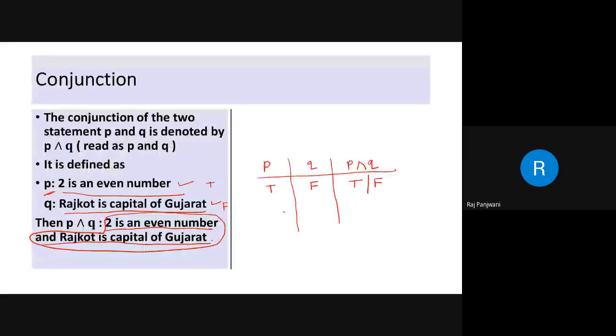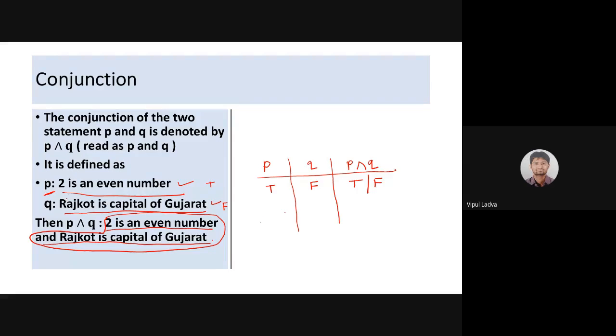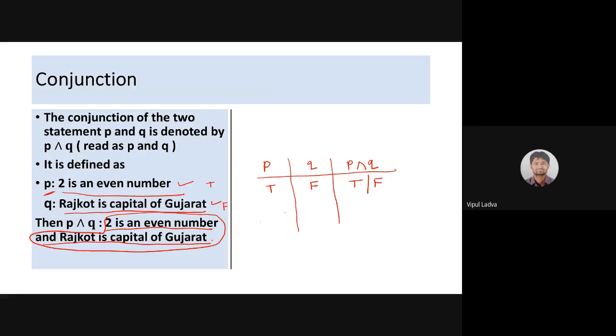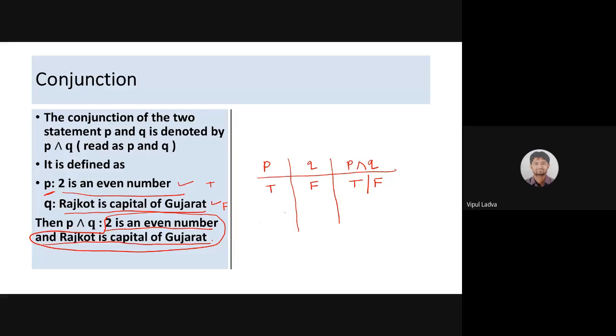Hopefully, I'm audible now. And the screen is visible, yes or no? Yes, it is. So we are talking about conjunction. If I consider P as 2 is an even number and Q as Rajkot is the capital of Gujarat, we know that. It will be good if one of you confirms whether my screen is visible or not. Is the screen visible or not? Hello. Yes, sir. Okay.